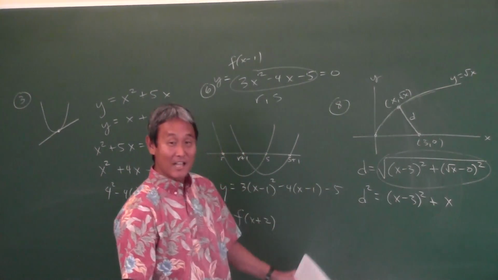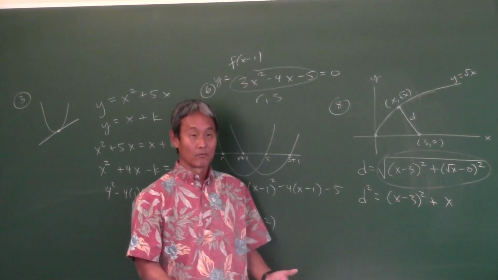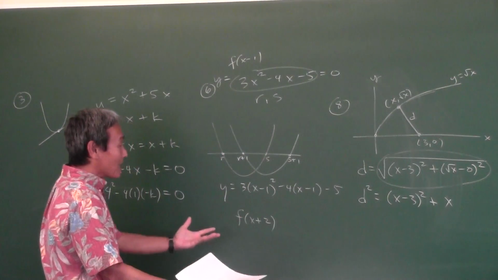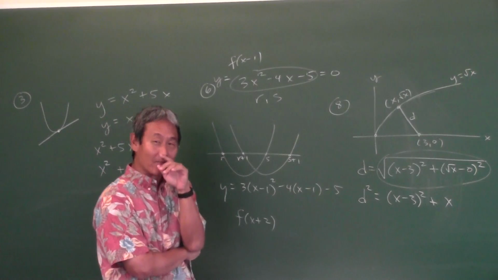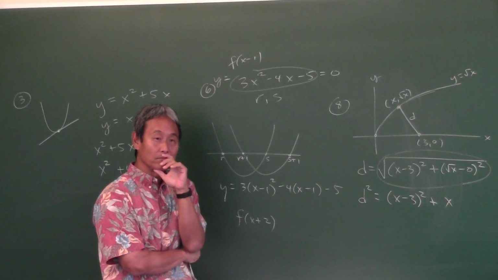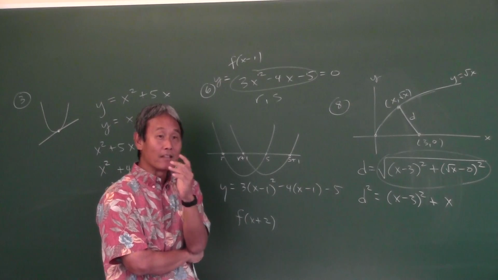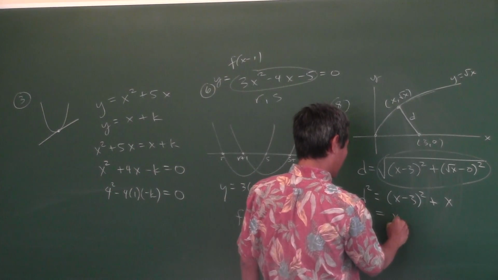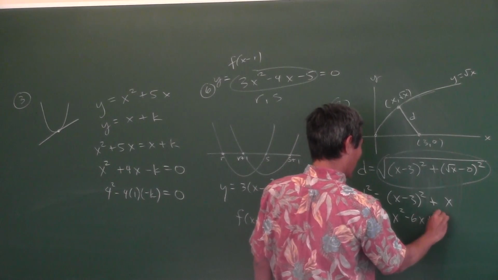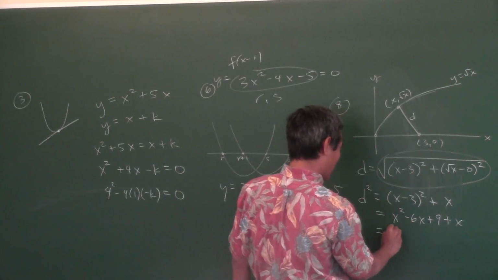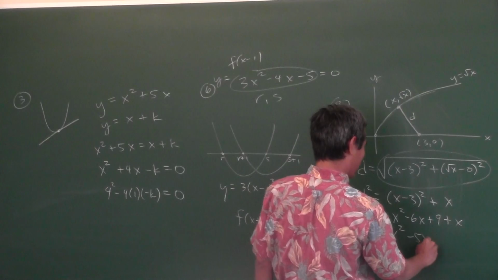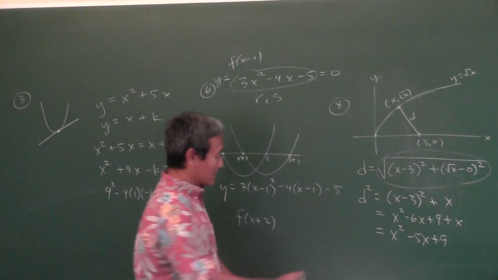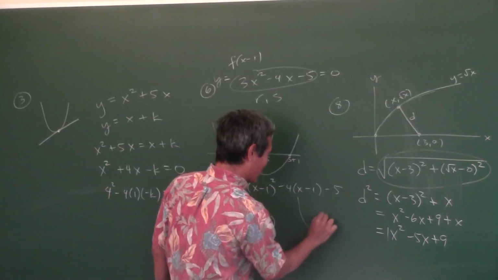And what kind of function is that? What are we studying this chapter? It's a quadratic equation. That's what we're studying. Do we know how to find the minimum of a quadratic function? Yeah, find the vertex, right? So what I would do is multiply it out, x squared minus 6x plus 9 plus x. So that comes out to x squared minus 5x plus 9. That's a quadratic function. And since the leading coefficient is positive, it's going to open up.